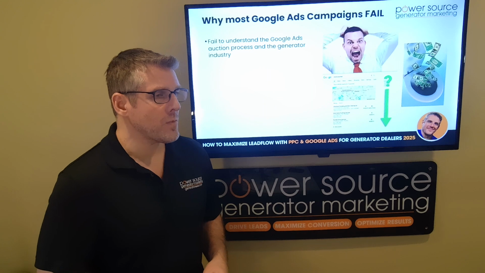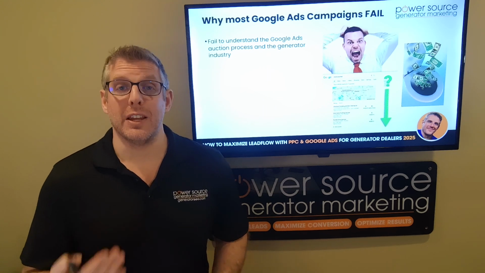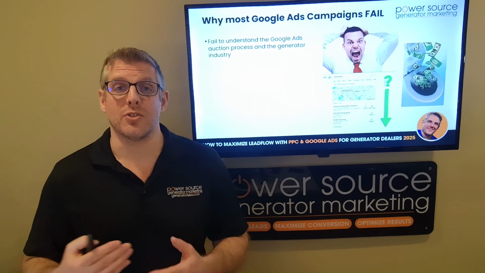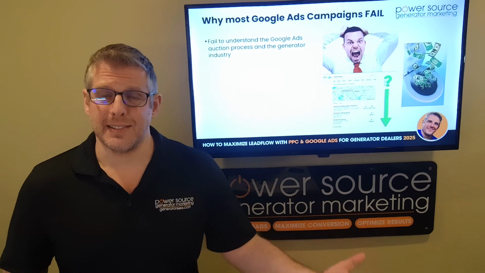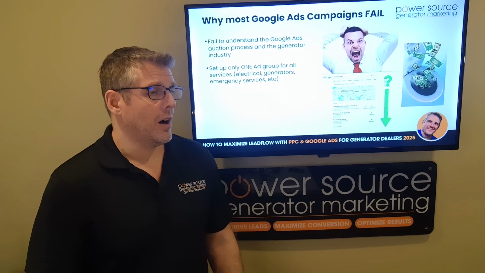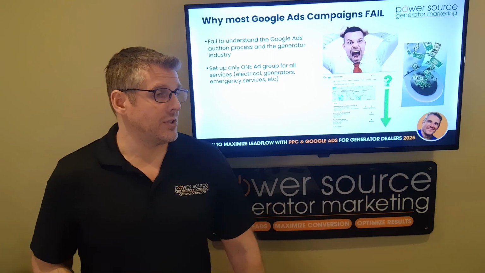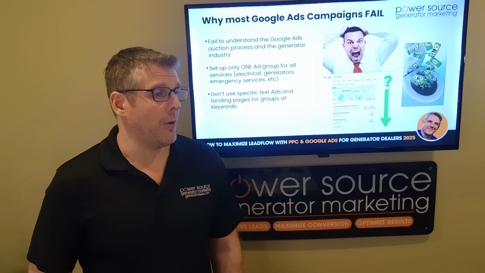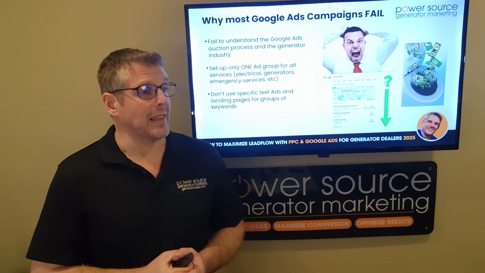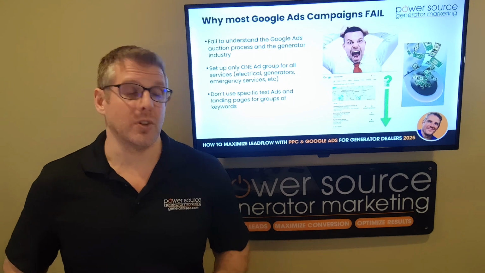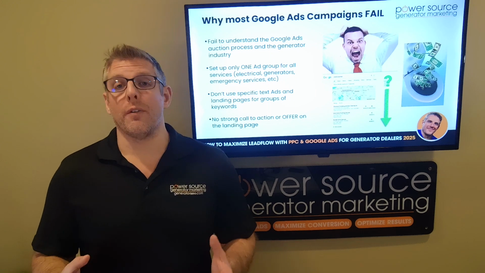Sometimes they fail to understand the generator industry and its auction process. You have to understand what the keywords are, what the metrics are, what a standard cost per lead is. They typically set up one ad group and link it all to your homepage. This is another reason why it might fail. And they don't use specific text ads and landing pages for groups of keywords. Very important that all gets taken care of. And there's no real strong call to action or offer on the landing page.